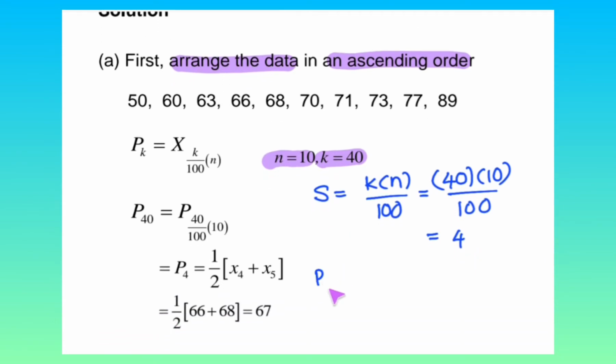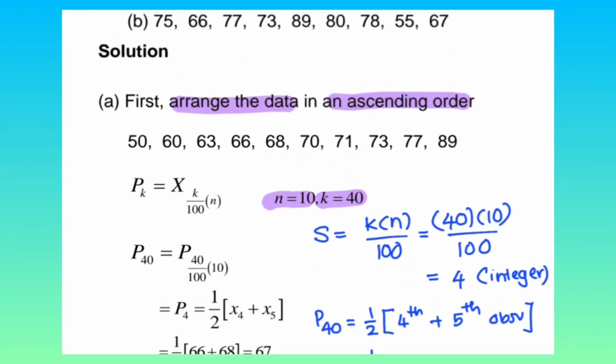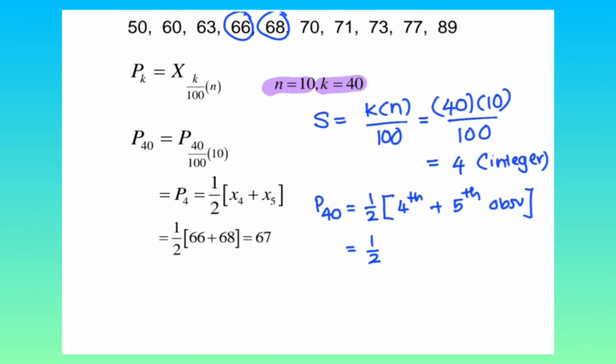So P40 is equal to 1 over 2 times, in bracket, 4th observation plus 5th observation, just like how we find the quartile. So from here, identify the value of the 4th and 5th observations. This is the 4th observation, this is the 5th observation. Just substitute into the formula. Then we have 66 plus 68, and the final answer is 67. So P40 is 67.